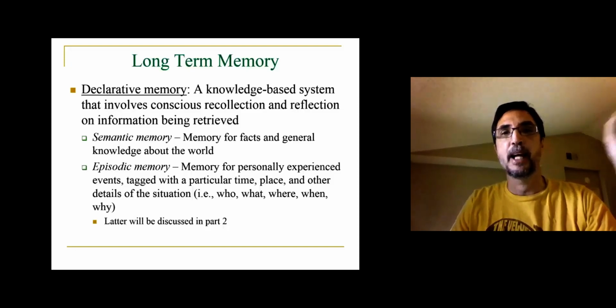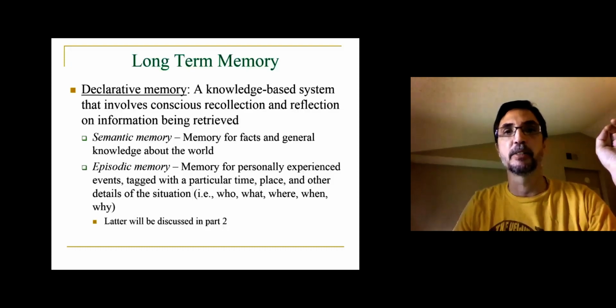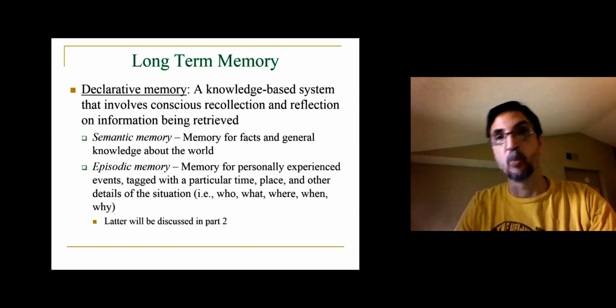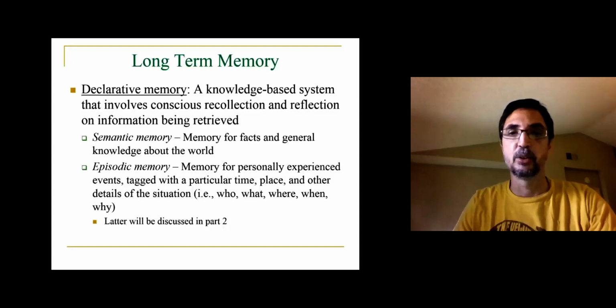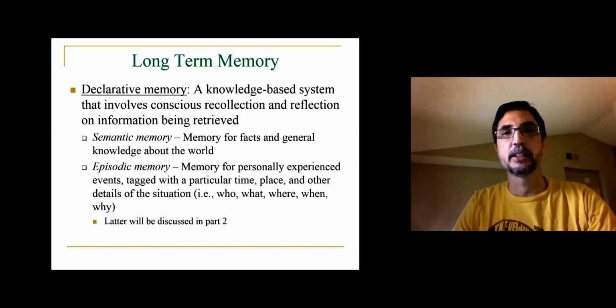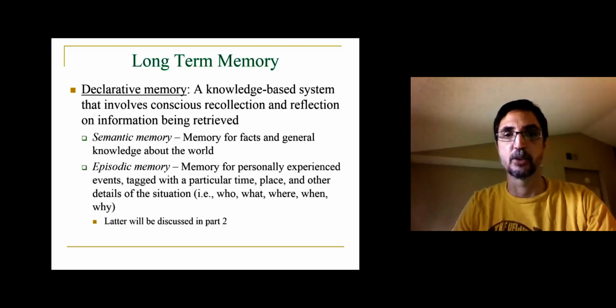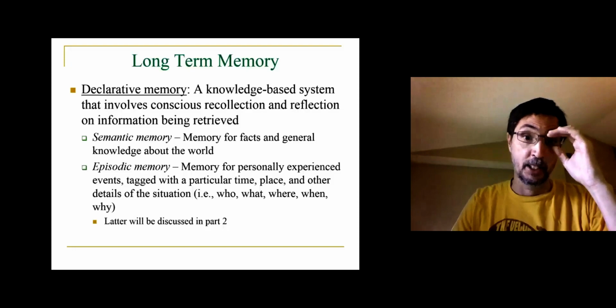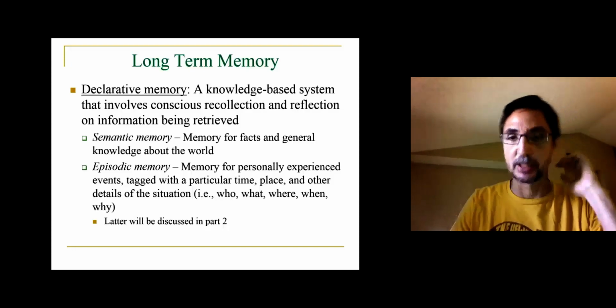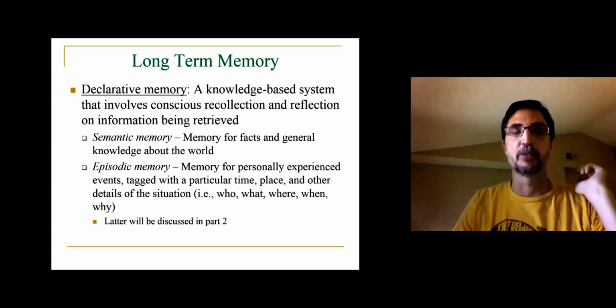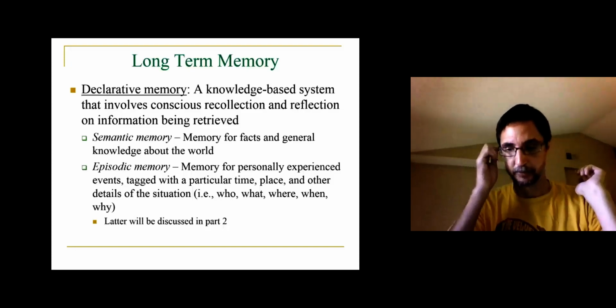episodic memory is tagged with a particular time, place, and many other details of the situation, such as who was there, what took place, where it happened, when it happened, and why. These are all the who, what, where, when, why. These are things that serve to define an episode, define a situation. And episodic memory is going to be discussed in the second part of this lecture. In this part, I'm going to be focusing on semantic memory.